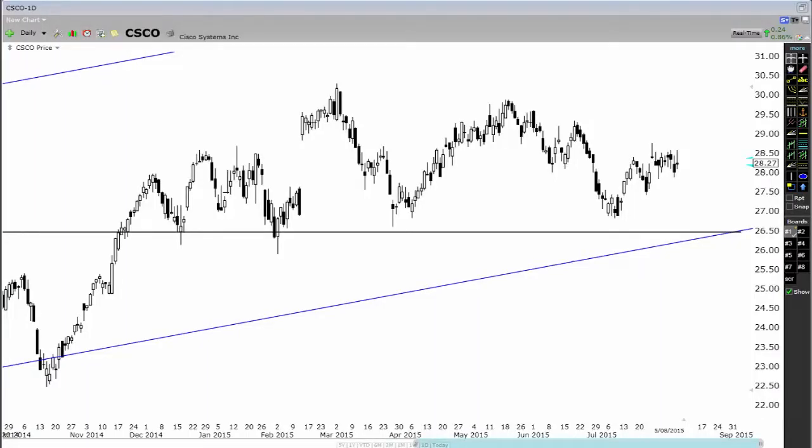Right now we're going to have a look at CSCO, Cisco Systems Inc., on the US market. A bit of a technical analysis update as well, and hopefully you're going to learn a few things, or I know you will learn a few things, on how to read the chart. So let's get into it.